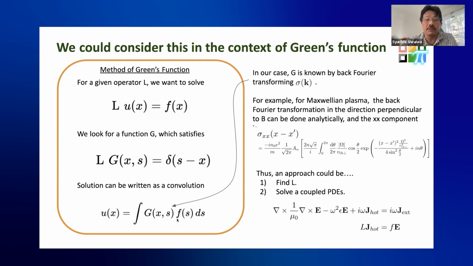If you view this method of Green's function in our context, essentially what is happening for us is we already know that G, because G is the Fourier transform of the conductivity in k space. So we know G, and then we need to find L. Let's say if we can find L, then we can think about solving this kind of coupled partial differential equation. The top one is the usual Maxwell equation, but it is coupled using the electric field on the right-hand side, and then this operator L on the left applies to J hot, the current induced due to the RF electric field in the plasma, and this J couples to the Maxwell equation. So how do we find L? That is the next question.